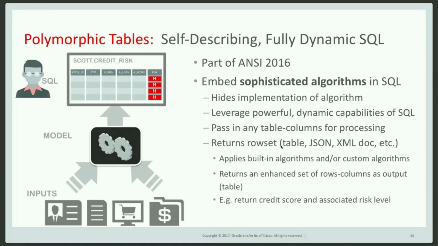The resulting row set that comes back, typically as a developer, you're going to return a table, as it shows here on the left, taking a standard data set and then returning information about the credit risk for each individual. But it could come back as JSON, it could come back as XML. It depends on you as the developer of that PTF what it is that you want to return.